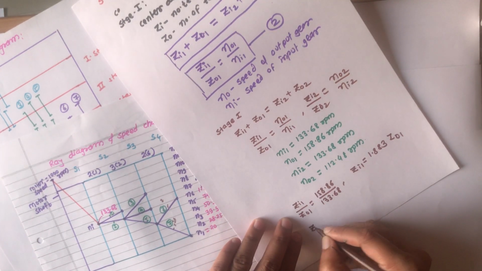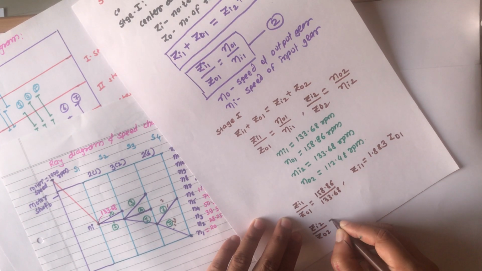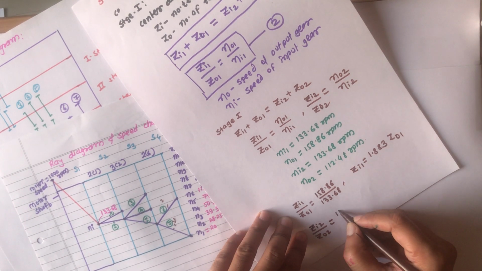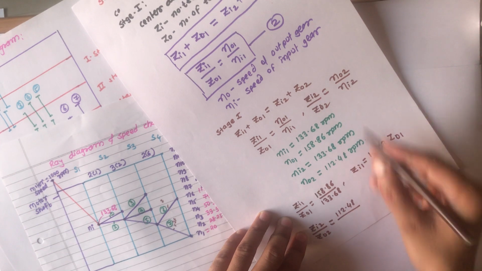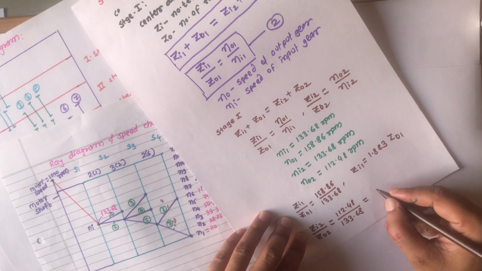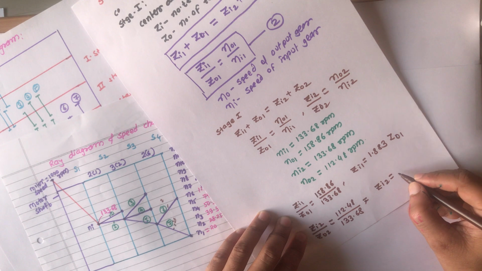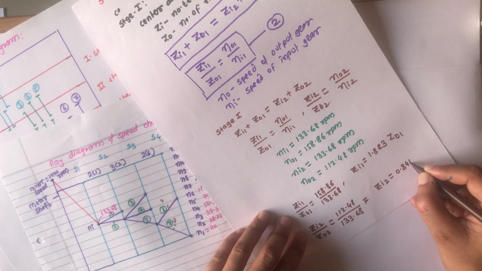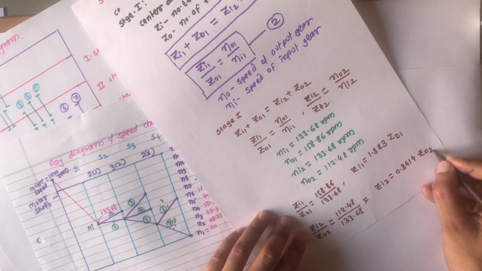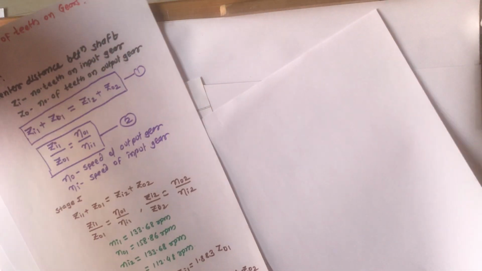Similarly for second gear, Zi2 upon ZO2 will be the speed ratio NO2 upon Ni2, that is 112.48 upon 133.68. So Zi2 will be 0.8414 ZO2. So we know these two relations.